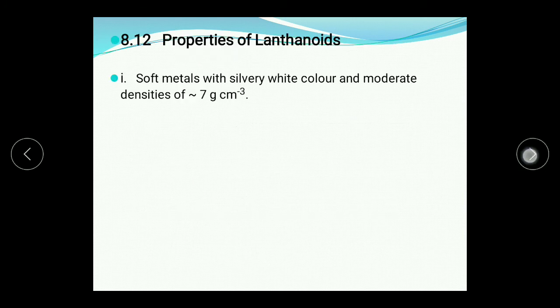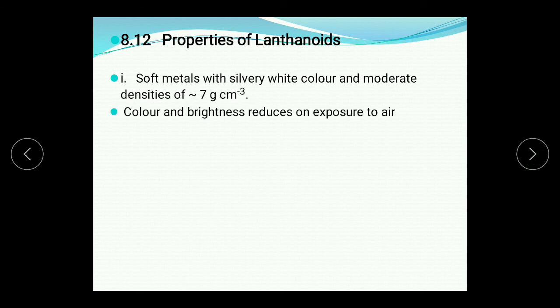So, these are the properties of F block elements. We'll just collect them. The properties of lanthanides are like this. These are soft metals with a silvery white color and moderate density, about 7 gram per cubic centimeter. The color and brightness of these metals is reduced on exposure to air. Why? Because of the reaction with oxygen in the air. They get converted into their oxides, and hence their color and brightness reduce, a kind of corrosion.